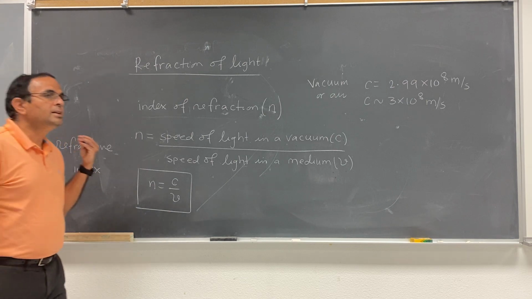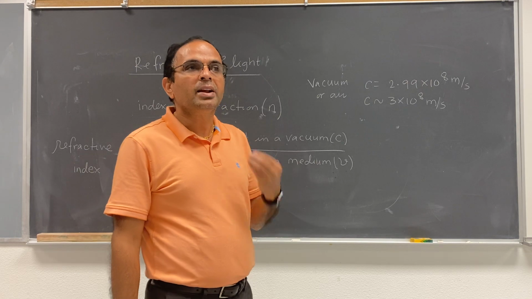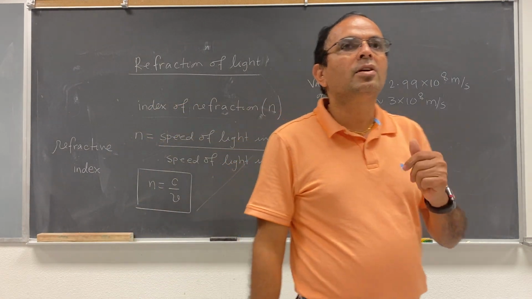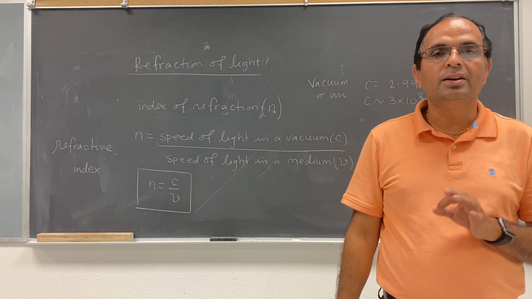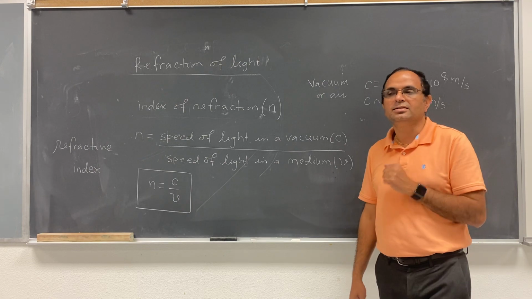Refractive index. Different materials have different refractive indices. For example, there are different types of glass. The index of refraction of glass is roughly 1.5. You don't have to memorize it, it is given.